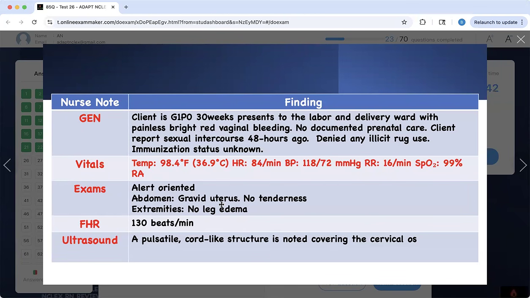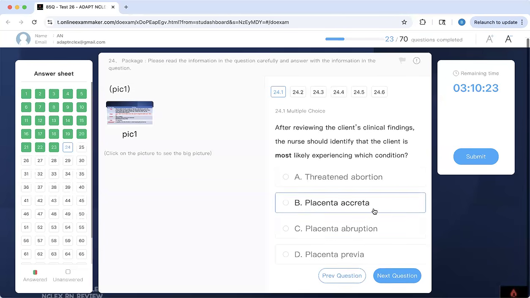When you do ultrasound, you saw a pulsating something. Something is pulsating. What is that? It's a vessel. It's a cord-like structure. It's covering the cervical os. What can cover the cervical os? And there's blood vessel in it. What do you think? And the mommy has painless vaginal bleeding. This is your buzzword. This is your buzzword. And use it to answer the question.